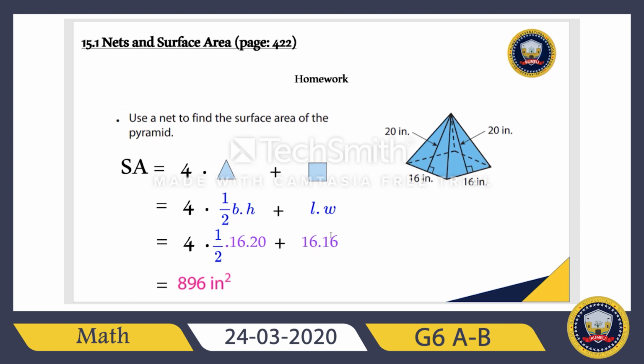Alright, then plus the surface of my base, which is a square, which has the area of 16 times 16, length times width. Now the total is 896 inch square or squared inch. Why? Because my unit here is inch. This should be inch squared.